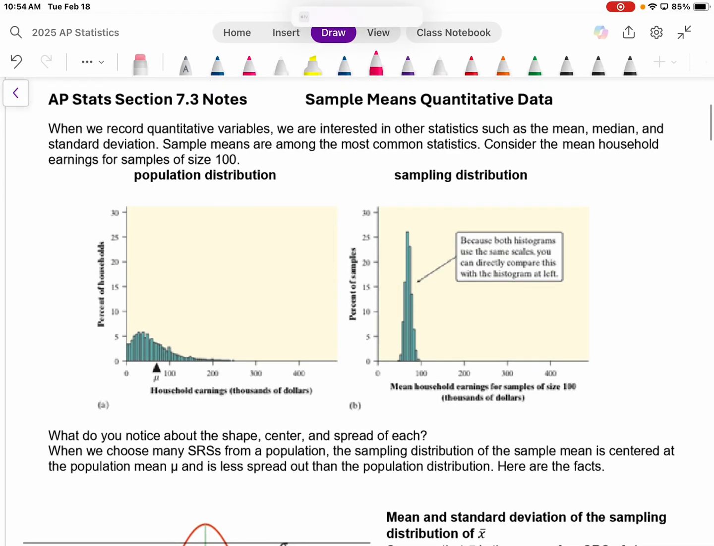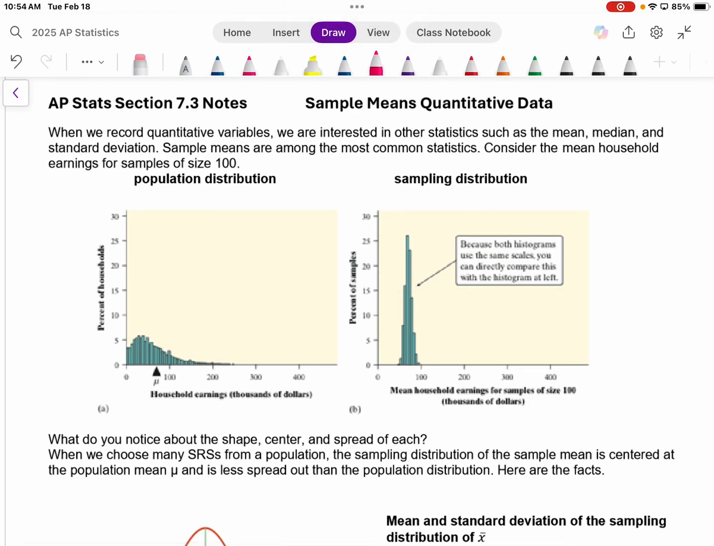All right, so again, Section 7.3 is very similar to Section 7.2. Only difference is we are dealing with quantitative data here as opposed to categorical. So we're going to be working with sample means instead of proportions. When we record quantitative variables, we are interested in other statistics such as mean, median, and standard deviation.